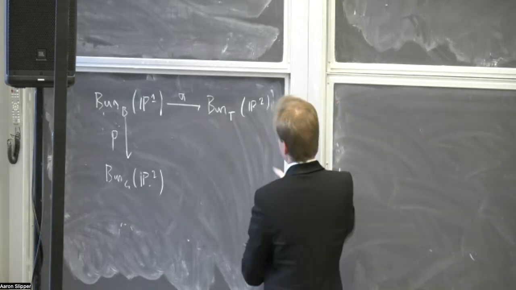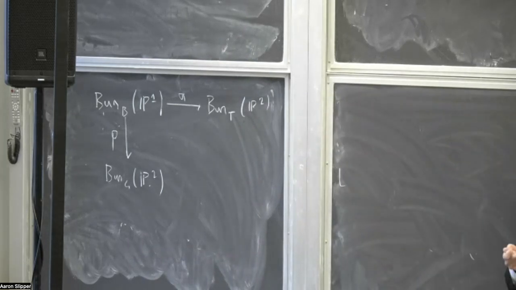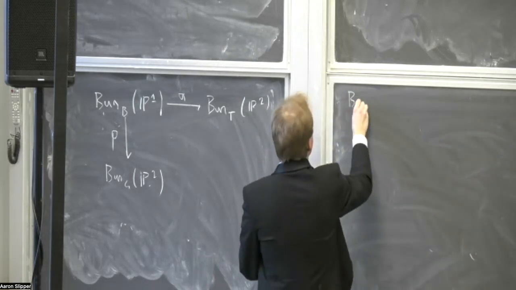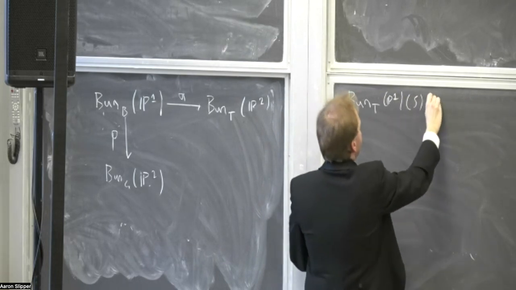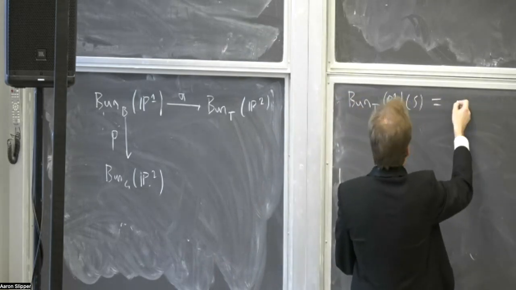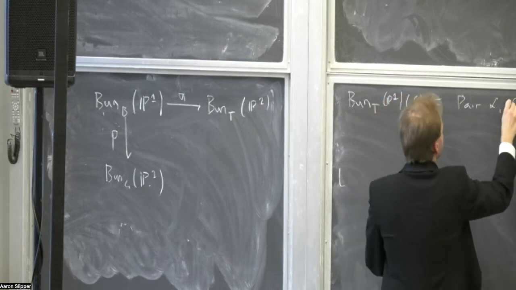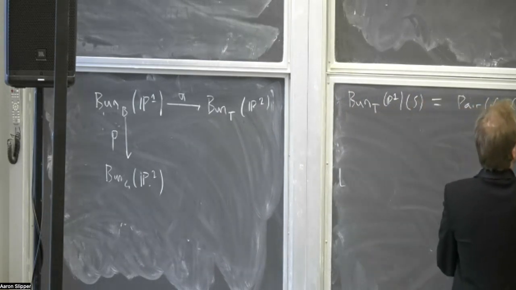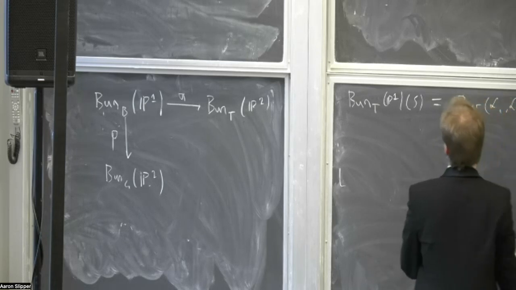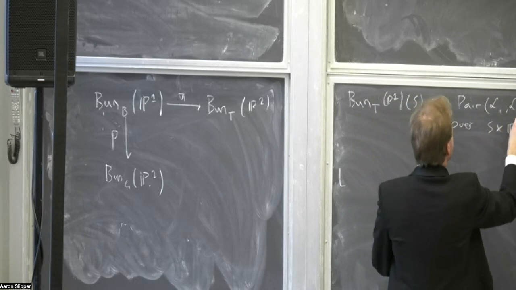So now Bun_G_T is just Bun_GM times GM. So what does Bun_GM categorize? It categorizes line bundles. So Bun_G_T(S), I can give general S points here, equals a pair of line bundles, an ordered pair of line bundles, over S times P1.